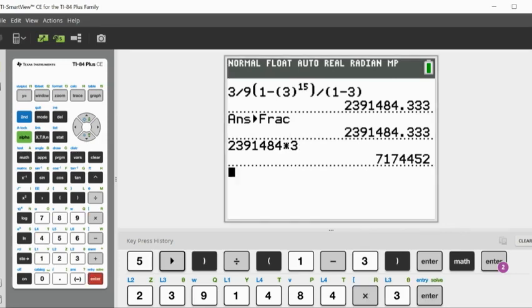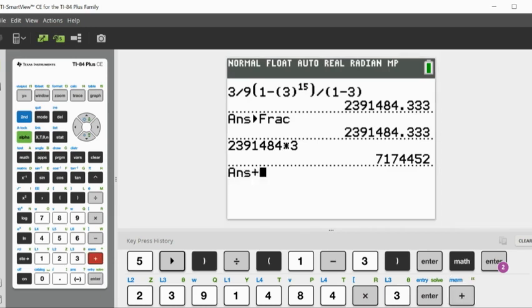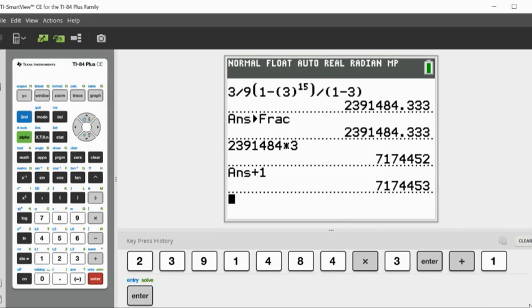And then the decimal beyond that is an additional third, 1 additional third. So I'm going to add 1 to this number, and then we'll take this answer and put it over 3, and that's our answer expressed as a fraction. So we have 7,174,453 over 3 as our final answer.